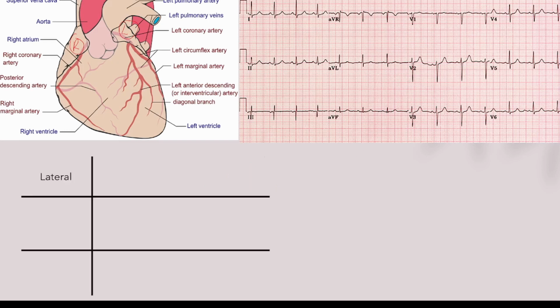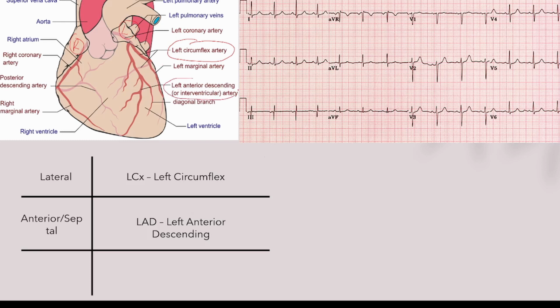So let's actually talk about the coronary arteries and the portion each supplies. So let's talk about the lateral side of the heart, the lateral myocardium. Which coronary artery over here supplies the lateral aspect? That would be the LCX or the left circumflex artery, as you see over here. This is a branch from our left coronary artery. Okay, so now let's move on to the anterior septal portion of the myocardium. Which coronary artery supplies this? This is again a branch from the left coronary artery, the LAD, the left anterior descending, as you see over here. And finally, the inferior portion of the myocardium.